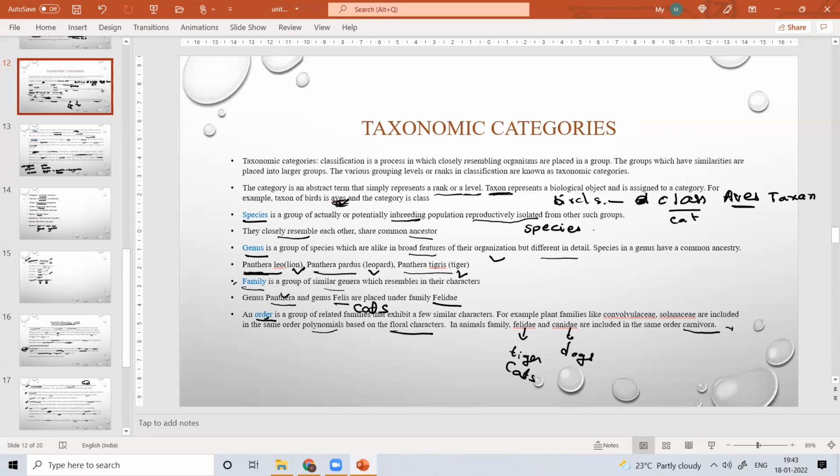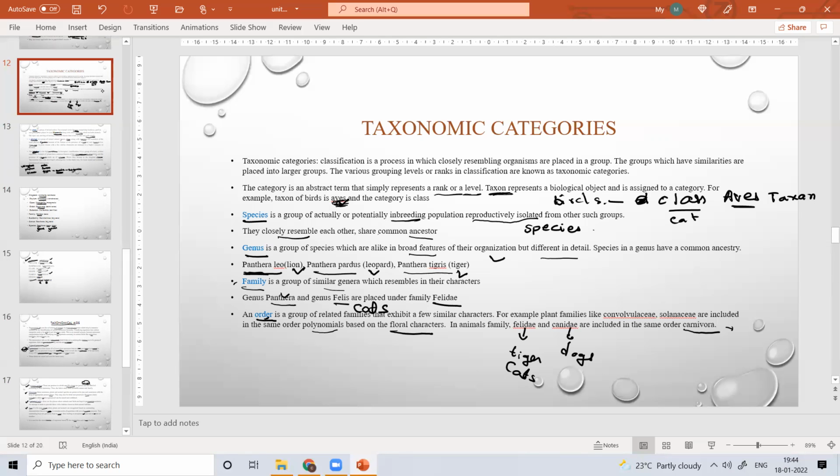So genus is the group of species. Some related groups are included in the genus. They are similar in their broad features, but if you study in detail, then the species in one genus may be different in their nature. So species in a genus have common ancestry.